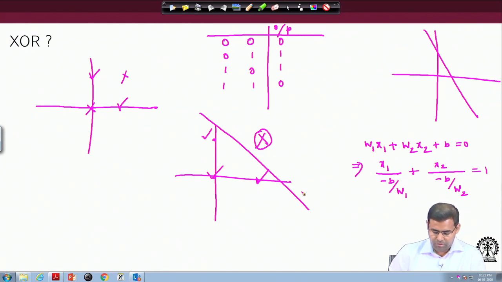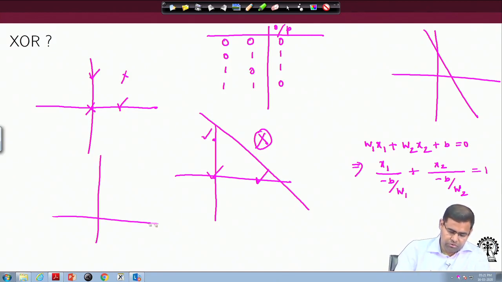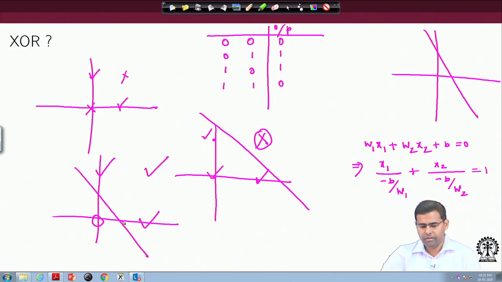Well, what about OR? We can just do a quick check and find out what happens with OR. For OR I have positive outputs here and here, that is 0 1, 1 0, 1 1, and here I have the negative output. So, this is also linearly separable, right. In a similar way I can figure out what happens with AND also, and we can see that for each of these cases we can actually have a linear classifier, right.